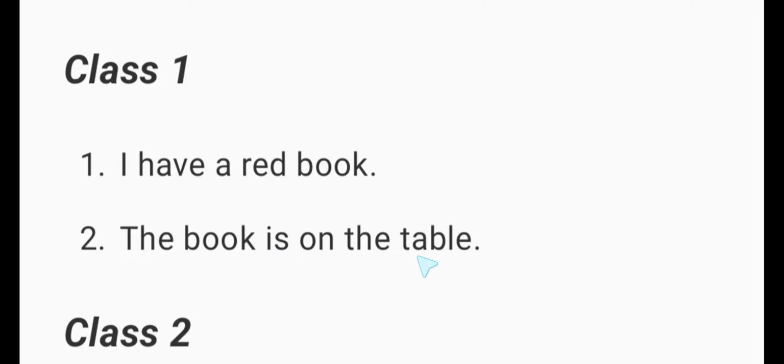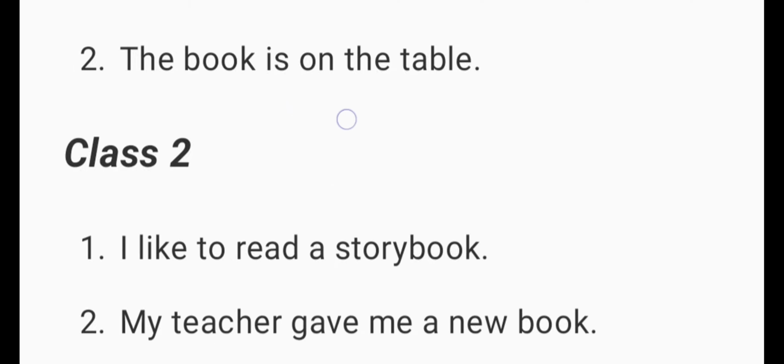The book is on the table. This book is the subject of the verb is. That is why this book is used here as subject.